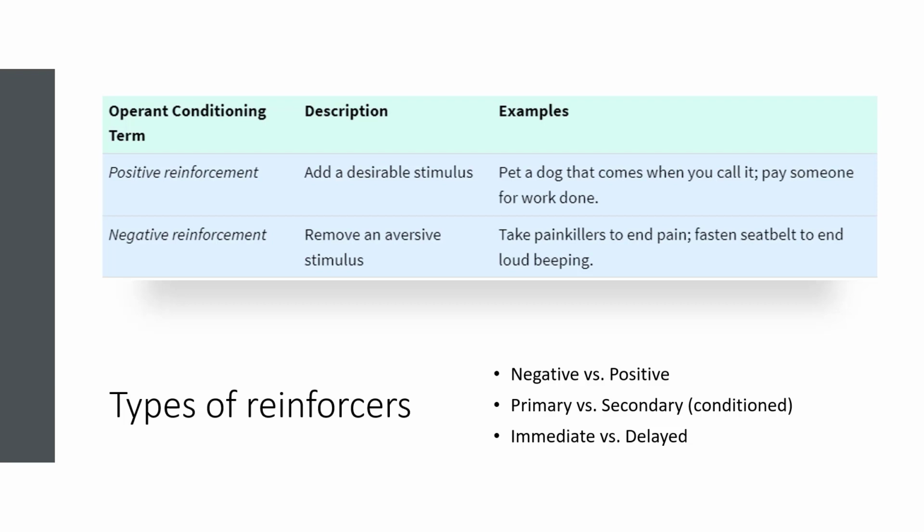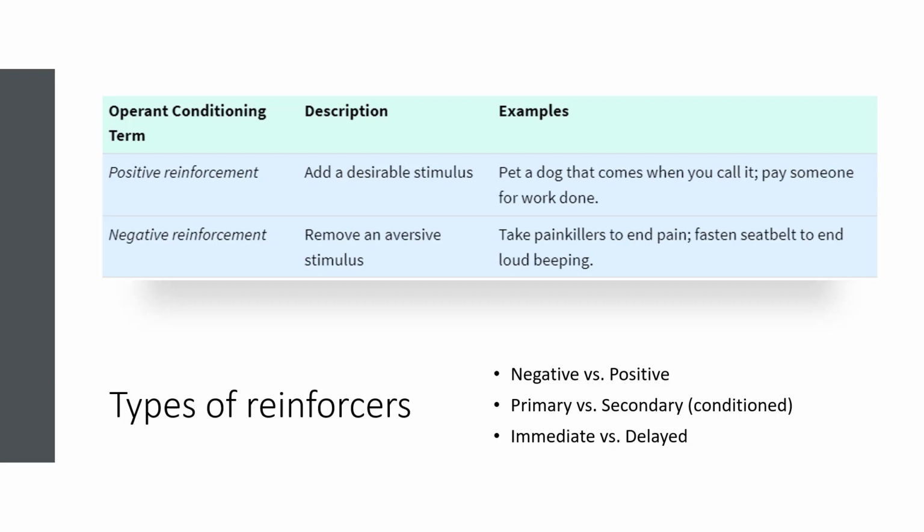Positive reinforcement strengthens a behavior by presenting an enjoyable stimulus immediately after a response. Your book mentions a few examples, such as petting a dog after it comes when called, or paying someone for their work. Other examples might be getting a child a new toy for doing well in class, or cheering for somebody after they make a goal.